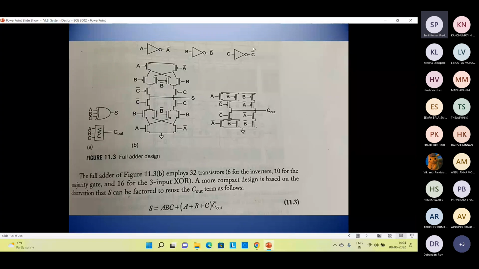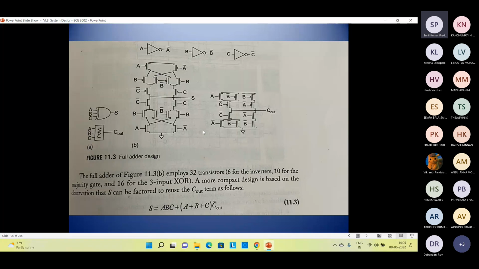But a more compact design is based on the observation that S can be factored to reuse C out. So it is nothing but S is equal to A, B, C, that is the AND operation between the three inputs A, B, and C, plus, that is our OR operation, the whole bracket A, B, and C, that is the OR operation among the three inputs A, B, and C, and C out complement. That is the AND operation between the three inputs, which is the OR operation, and the C out. So this is actually the full adder design.